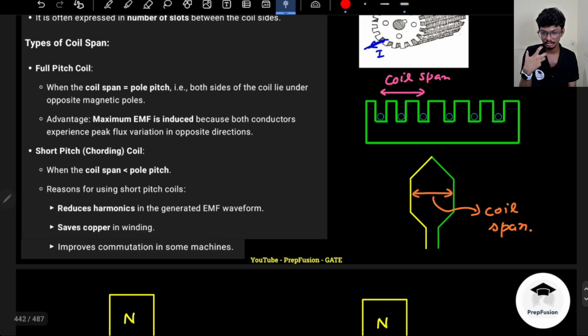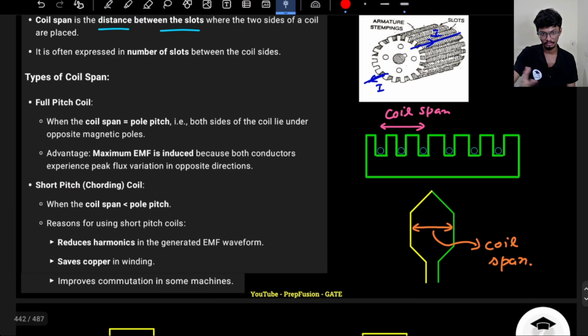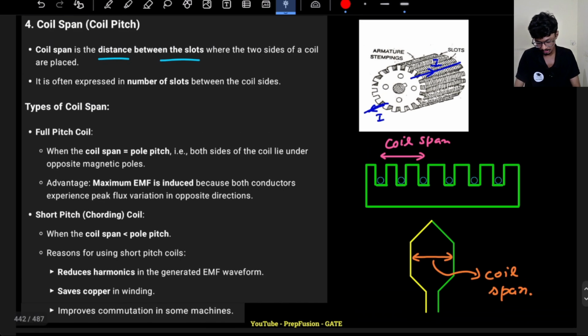To improve our waveform and to eliminate harmonics. Okay, to improve our waveform and to eliminate harmonics. How? I will explain. I will not explain theoretically. I will give you the formula, and from there I will explain. Theoretically it is not important from the GATE point of view, that's why I will not explain much theoretically.